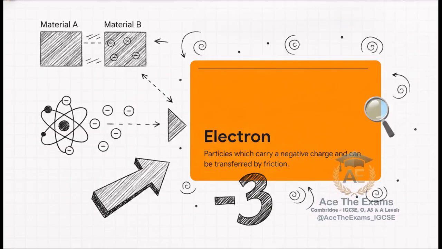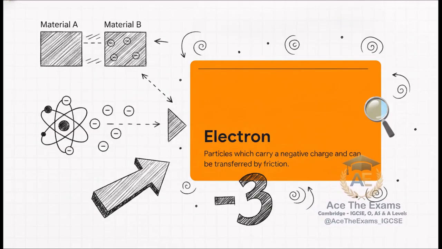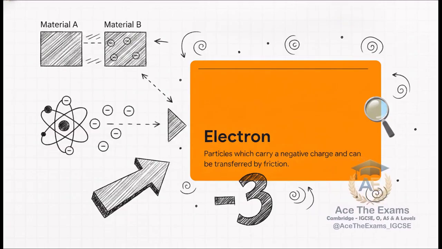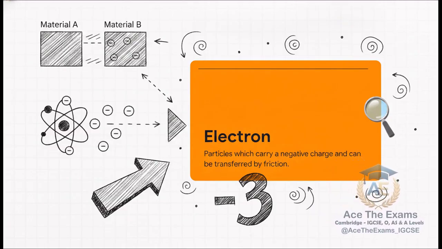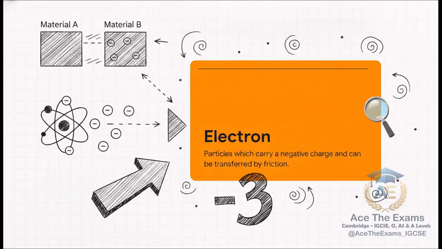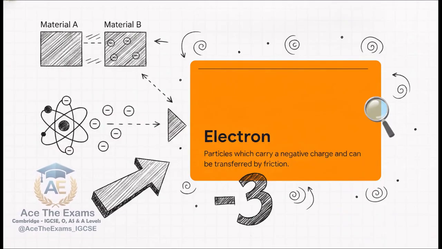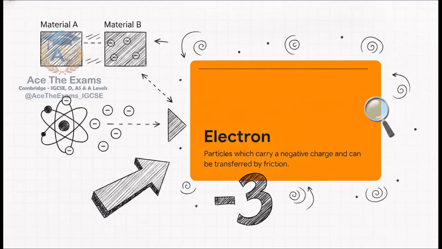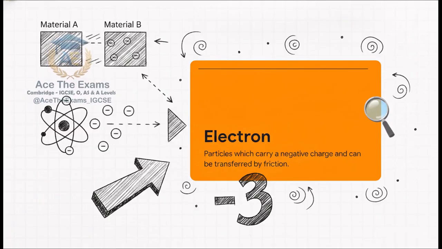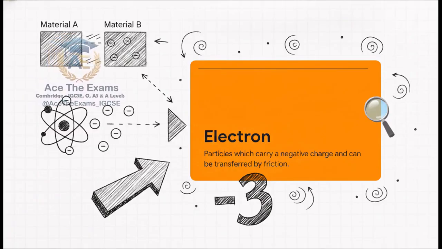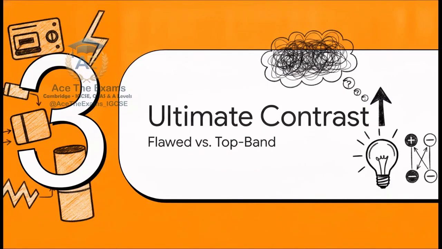Notice the phrasing there. They are transferred, not created out of thin air. Friction actually moving these specific particles from one material to another is the real scientific reasoning you must state to satisfy step 3 of our framework. When polythene is rubbed, it literally steals electrons, becoming negative. When acetate is rubbed, it loses them, becoming positive. That transfer is everything.